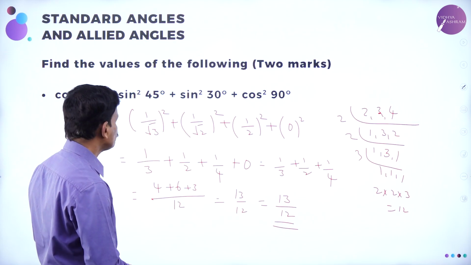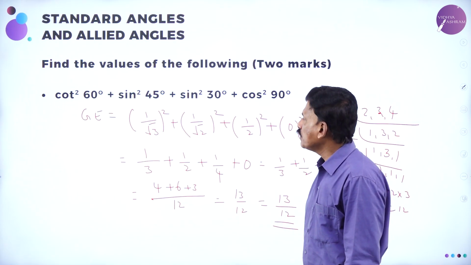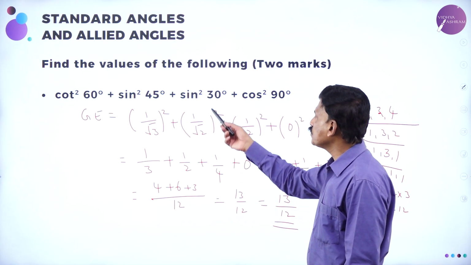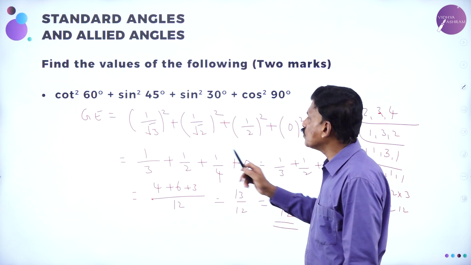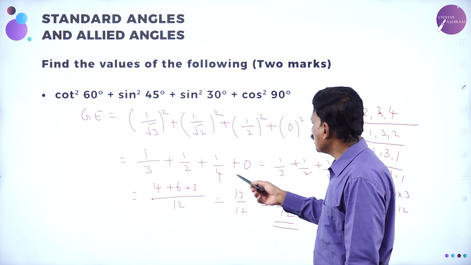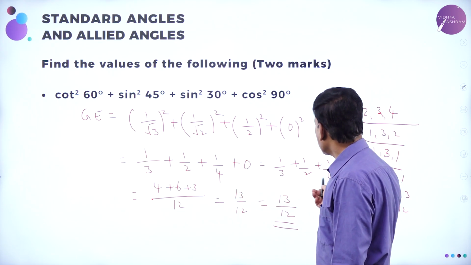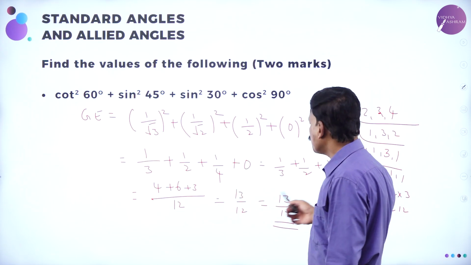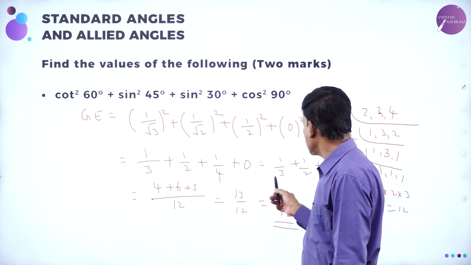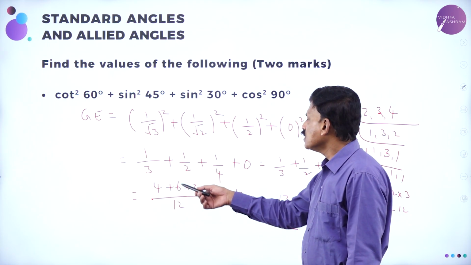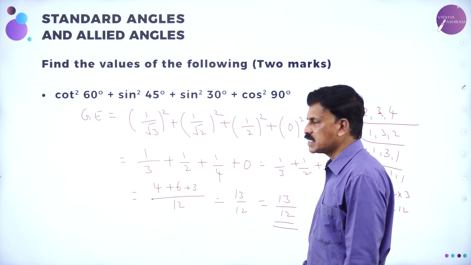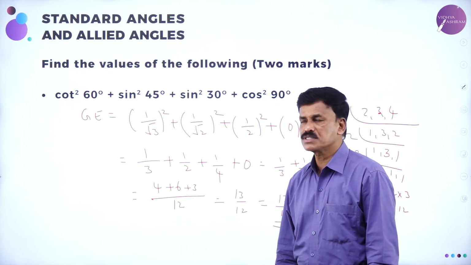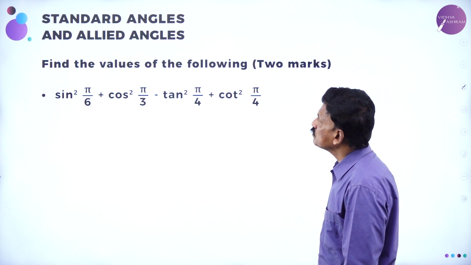Very simple. See here, cot 60 is (1 by root 3) whole square, sin 45 is (1 by root 2) whole square, sin 30 is (1 by 2) whole square, cos 90 is 0. So 1 by 3, 1 by 2, 1 by 4 plus 0. So that is equal to 3, 4, 2. For 3, 4, 2, take the LCM. 3 4s are 12, 3 into 4 is 12, so 12 is the LCM. In the numerator, you will get 4 plus 6 plus 3. That's equal to 13 by 12, which is the required answer. Now move on to the next problem.